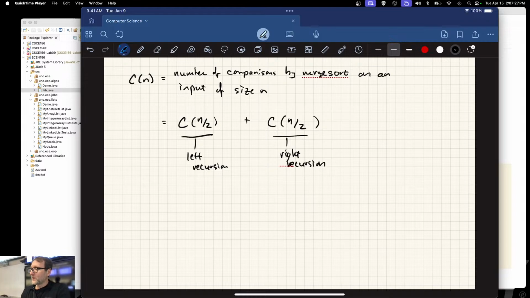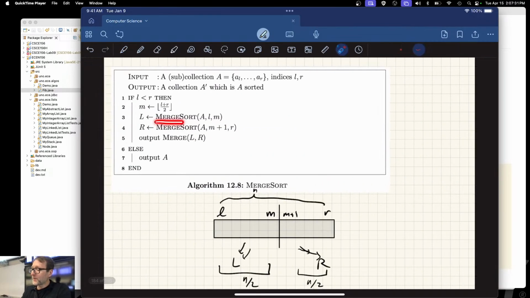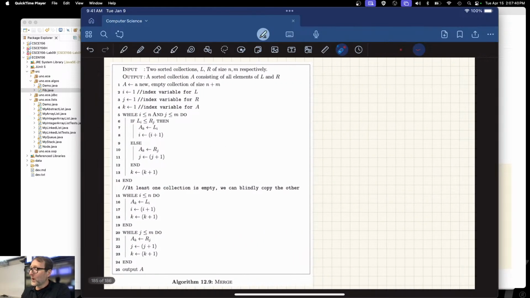Now be careful because you're also doing work here. That took care of this recursive call, and that took care of this recursive call, but you're actually doing work in this other subroutine too. So let's focus on that now. What is the elementary operation again? It's the number of comparisons.